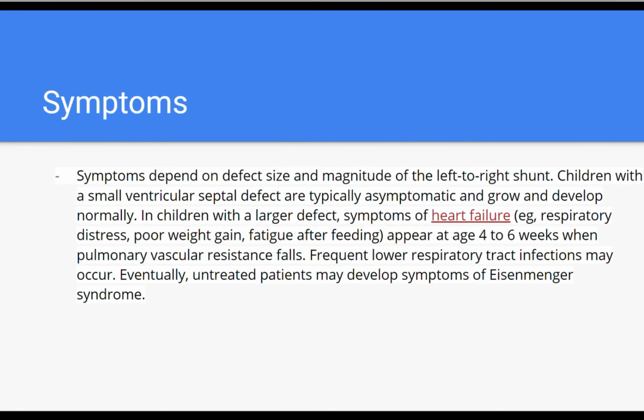The symptoms. Symptoms depend on the size and magnitude of the left to right shunt. Children with a small ventricular septal defect are typically asymptomatic and grow and develop normally. In children with a larger defect, symptoms of heart failure, for instance respiratory distress, poor weight gain, fatigue after feeding, appear at age from 4 to 6 weeks, when pulmonary vascular resistance falls. Frequent lower respiratory tract infection may occur. Eventually, untreated patients may develop symptoms of Eisenmenger syndrome, which means that the previous shunt, which shunted from the left to the right, is now shunting from the right to the left.